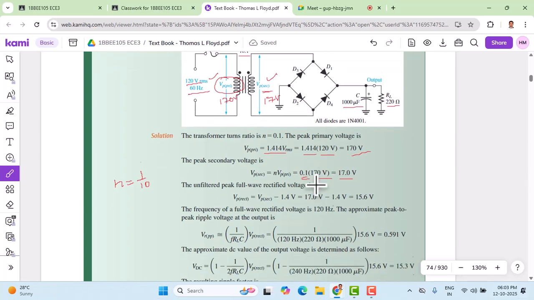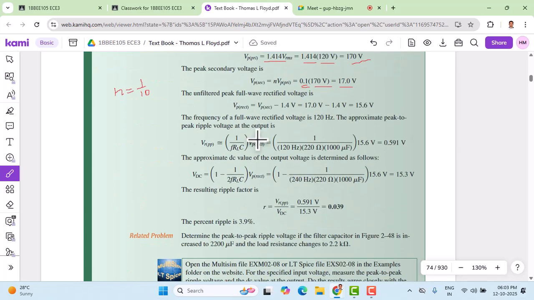So now let us calculate the frequency of the full wave, which is going to be 120 hertz, and using this we can calculate the peak ripple voltage. So peak to peak ripple voltage is given by 1 by F RL into C times Vp of the rectified signal. We can substitute all the values. Frequency is 120 Hertz for the full wave, 220 ohms is the RL, and C is 1000 microfarad. The unfiltered rectified peak voltage which we calculated is 15.6 volts, and this reduces to the value of 0.591 volt.